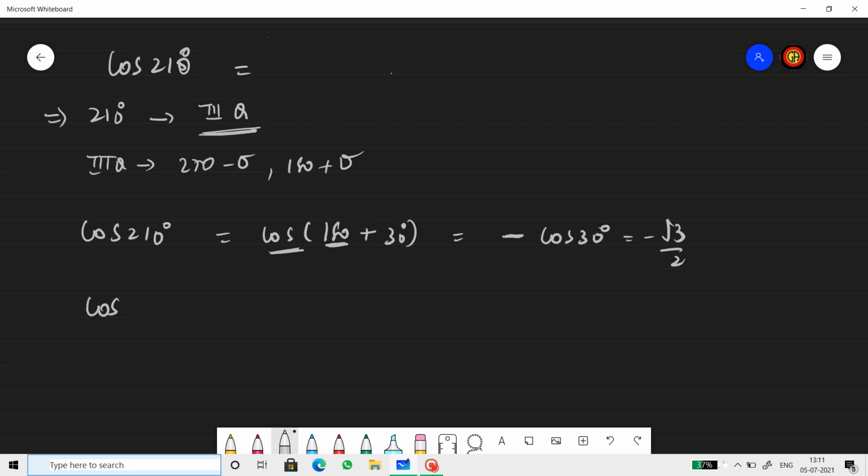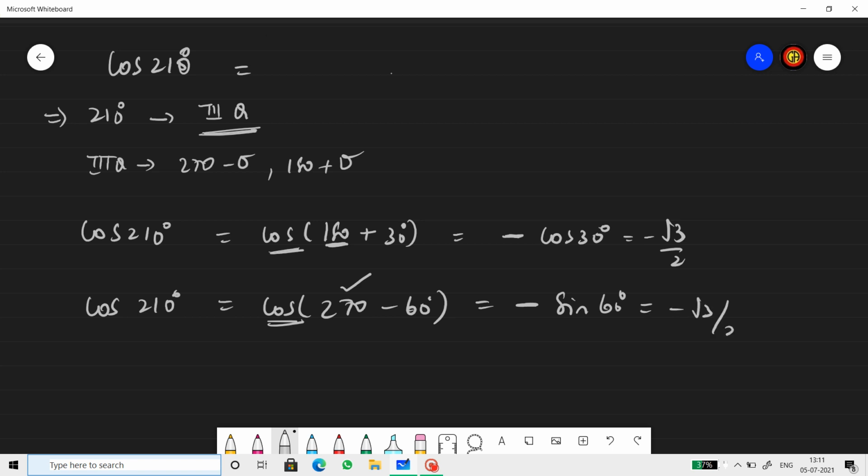Now imagine if I'm splitting this using 270 degree. So cos 270 minus 60. What happens to cos in the third quadrant? Negative. And 270 means change. So cos will change to sine because it's complementary. And therefore I get minus sine 60. And sine 60 value is root 3 by 2. So the answer is the same in both cases. One more question.